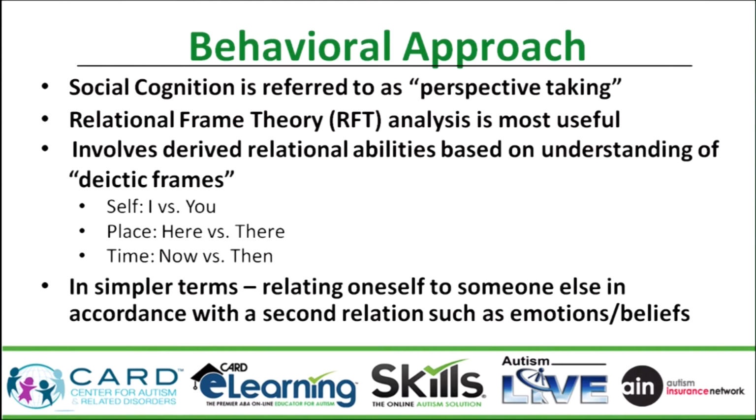So it would be something like, I am standing over here at this red door and you are standing over there at that yellow door. If I were you and you were me, where would I be standing and where would you be standing? And it starts to teach children how to be able to do that. That's called a reversed deictic frame relation.